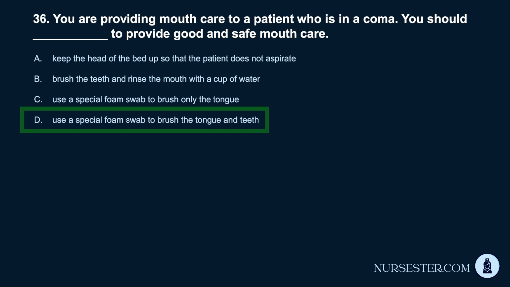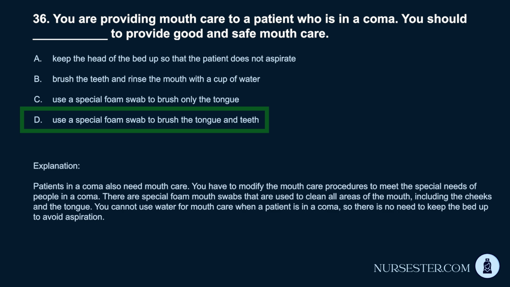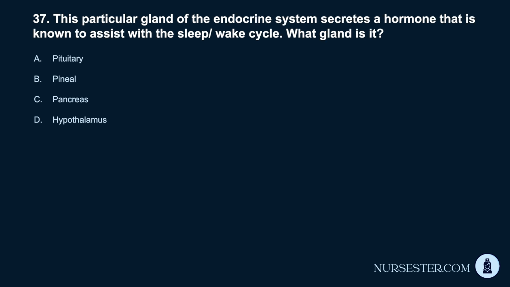Correct answer, D. Use a special foam swab to brush the tongue and teeth. Patients in a coma also need mouth care. You have to modify the mouth care procedures to meet the special needs of people in a coma. There are special foam mouth swabs that are used to clean all areas of the mouth, including the cheeks and the tongue. You cannot use water for mouth care when a patient is in a coma, so there is no need to keep the bed up to avoid aspiration.